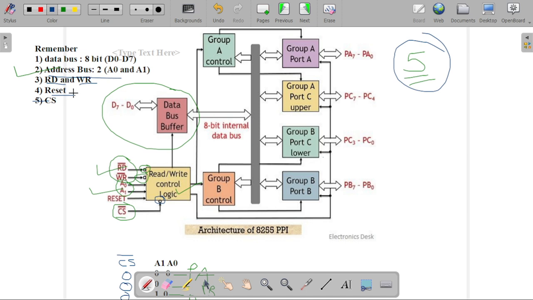Here you can consider that the data bus signal will be available for transferring the data signal. So this is the first part. This one will be the second part.